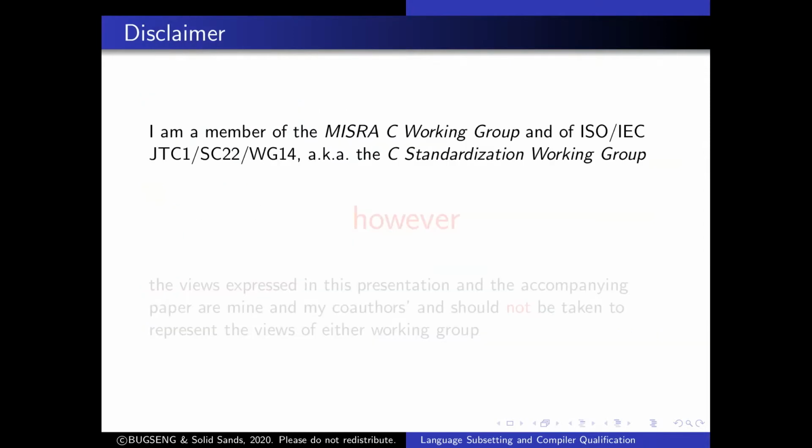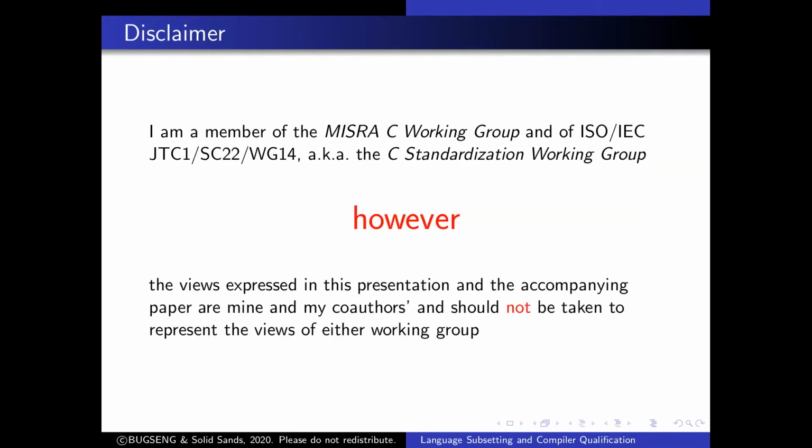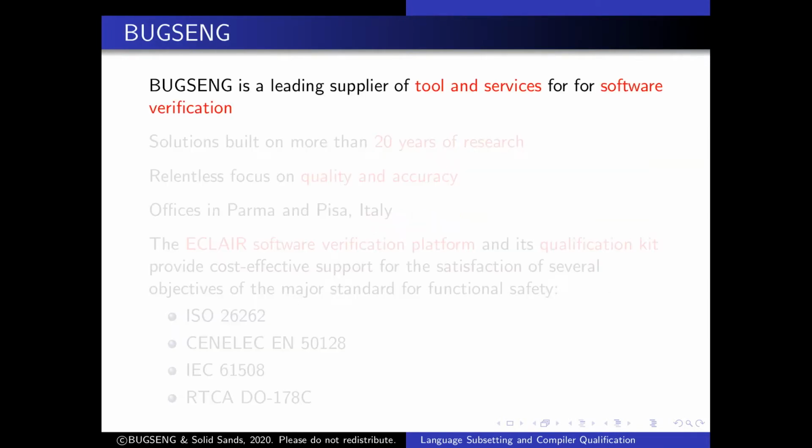So, the usual disclaimer. I am a member of the MISRA C working group and of WG14, which is the ISO standardization group for the C programming language. However, the views that are expressed in this presentation are mine and of my co-authors, Marcel in this case, and not necessarily they do represent the views of either working group.